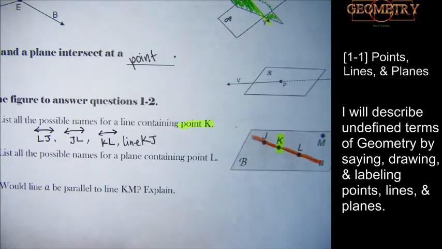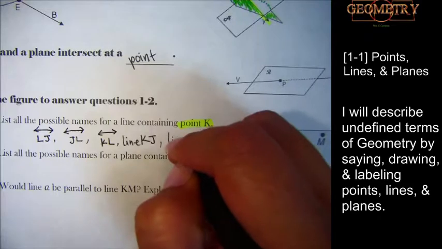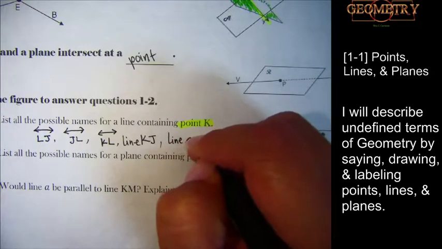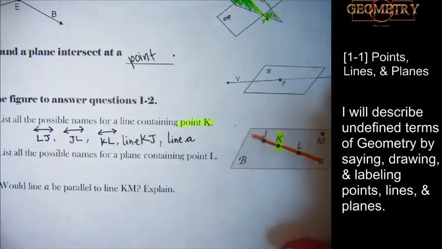That's okay. Is there a lowercase script letter by the line? There is, the letter A. So I can also name this line, line A. Please know when you use the lowercase script letter, you're going to use the word line and not the symbol line. Okay? There's probably more ways to name the line. I'll give you a chance to play with that later. I'd like to move on to the second one.